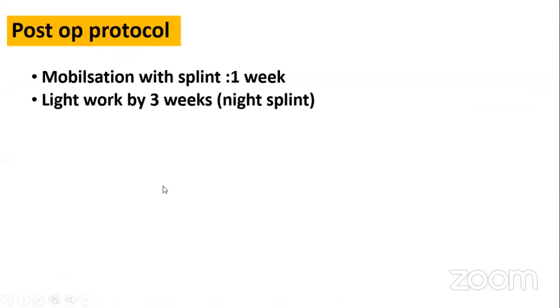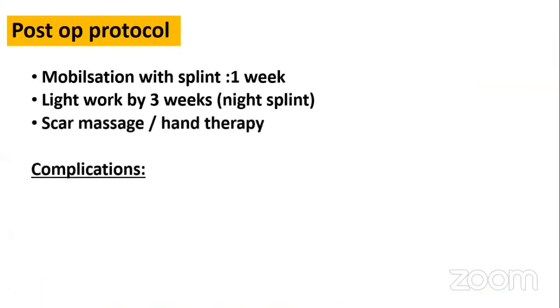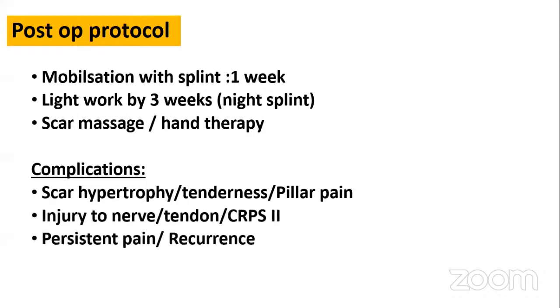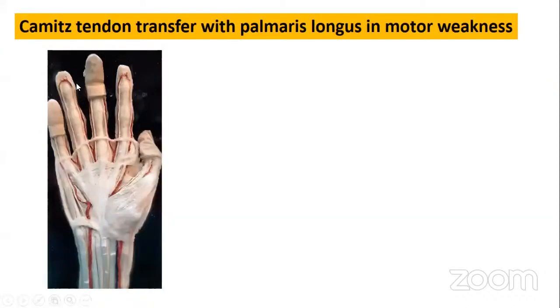So the post-op protocol is mobilization for a week, and then light work by 3 weeks. Scar massage and hand therapy are very important. Complications: scar hypertrophy, tenderness, and what's called pillar pain, which is around the ligament itself. There could be injury to nerve or tendon. CRPS type 2 is basically injury to the nerve itself. Patients might have persistent pain or recurrence. These are very common. And if there is a lot of wasting of the abductor pollicis brevis, we do what is called the Camitz procedure, a tendon transfer, when there is motor weakness.